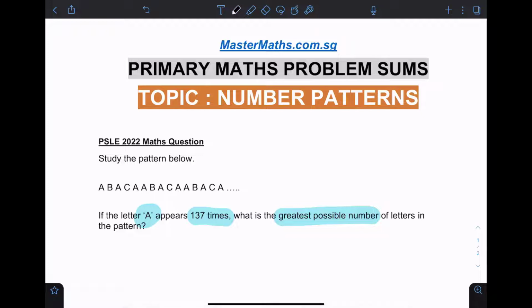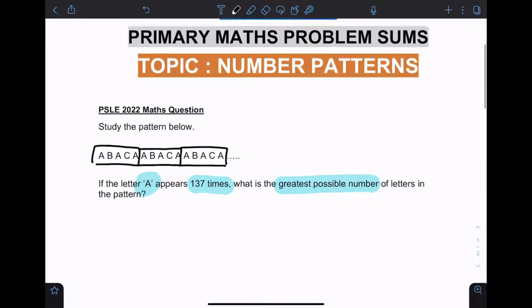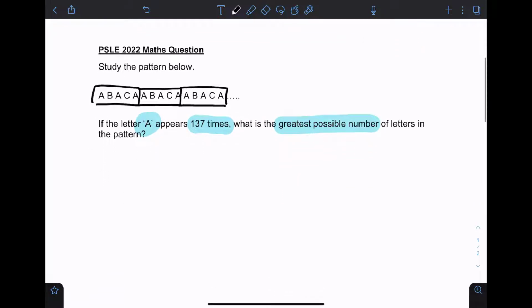So the pattern that we're looking at is A, B, A, C, A. This is one pattern. A, B, A, C, A. Another one. A, B, A, C, A. And so on and so forth. Now, in this particular pattern, the letter A appeared 137 times. What is the greatest possible number of letters in this entire pattern?